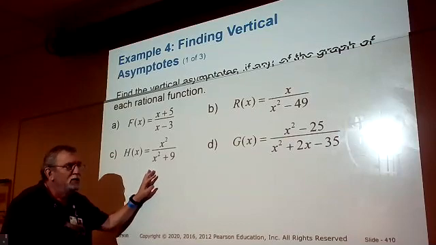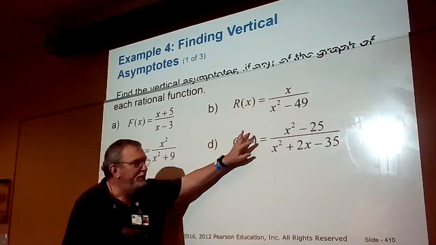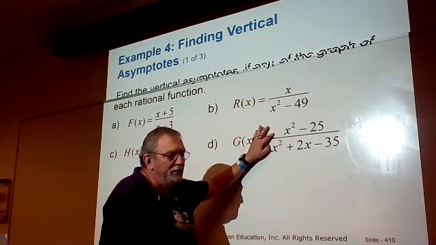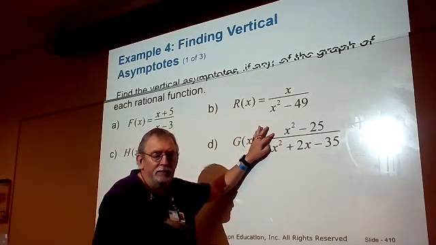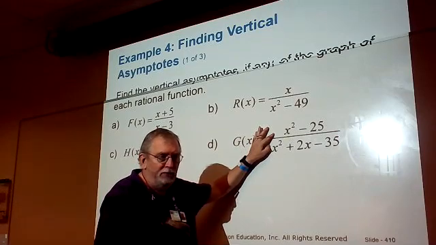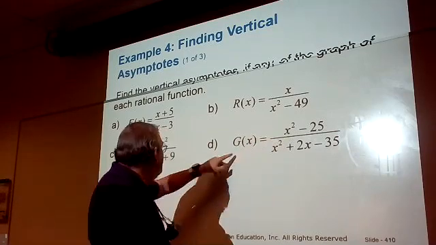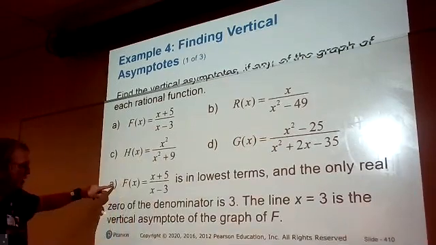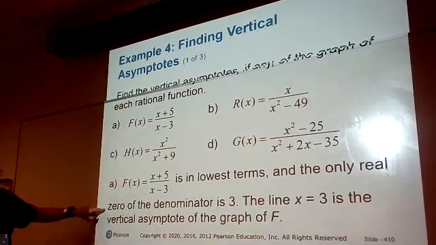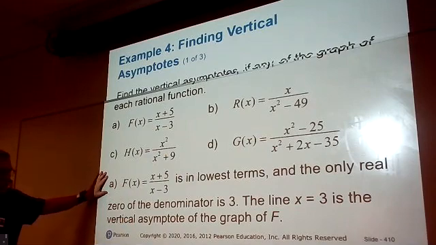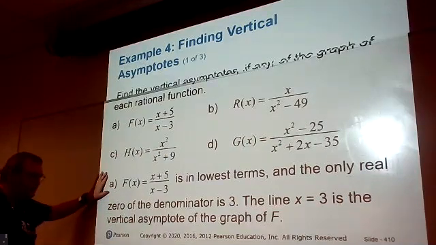Now, letter G, we want to factor everything first. And once we factor everything, we can determine what our vertical asymptotes are. So we'll get to that in a second, because I'm going to look at these. So x equals 3 is the... all right. So this is in lowest terms. The only real zero of the denominator is 3. So the line x equals 3 is the vertical asymptote of the graph.